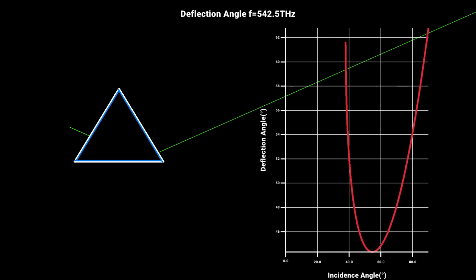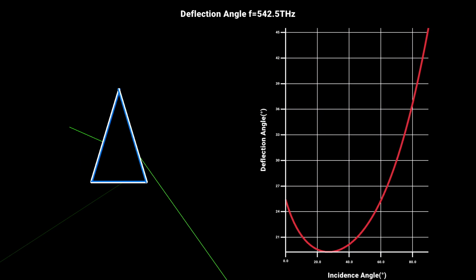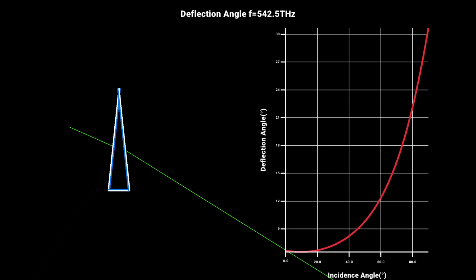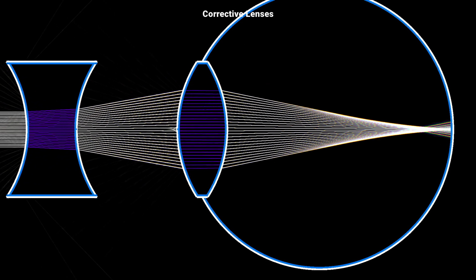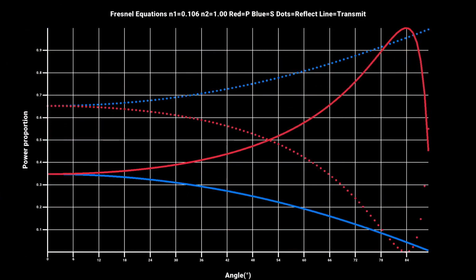In 12B, I let the prism angle change dynamically and show this in a plot under the prism. I also model short sight corrective lenses dynamically using my optics library. Here, I plot Fresnel equations.